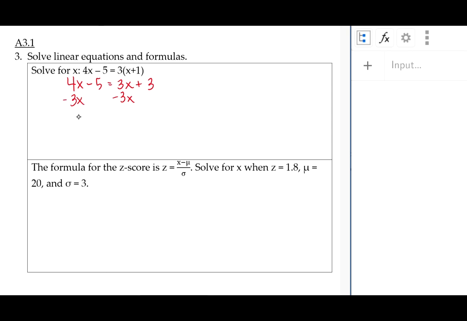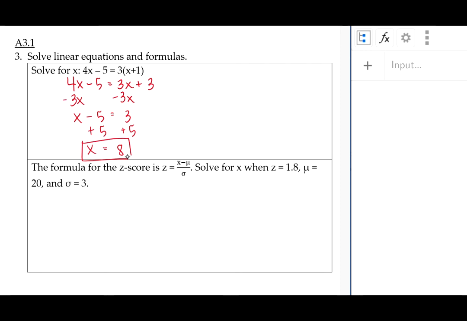4x minus 3x is just 1x minus 5 equals; the 3x minus 3x cancel, and so I'm left with just 3 on the right-hand side. And now I'll get those constant terms together by adding 5 to both sides. And so I'm left with just x on the left, which is what I want, equals 3 plus 5 is 8. So there's my solution to my linear equation, x equals 8.